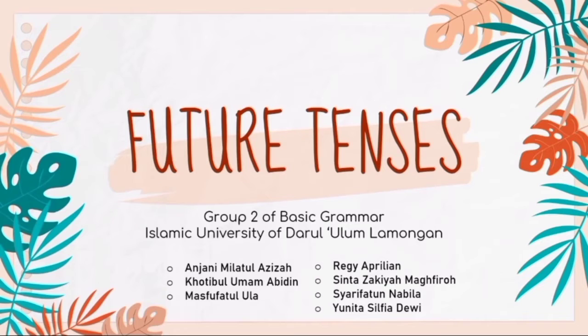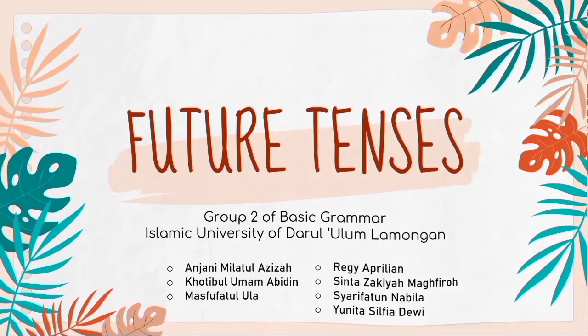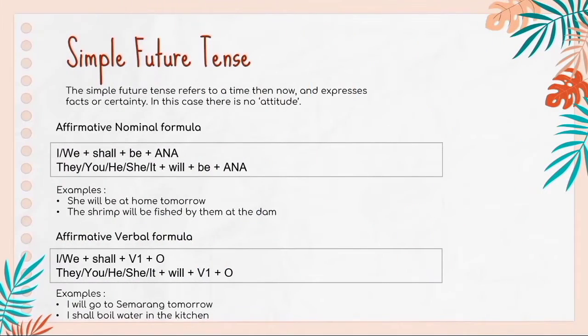Darul Uloom Lamongan. Today we will talk about the future tenses. What is the future tenses? The future tenses is a verb tense used for a future activity or a future state of being. For the first is simple future tense. The simple future tense refers to a time after now and expresses facts or certainty.